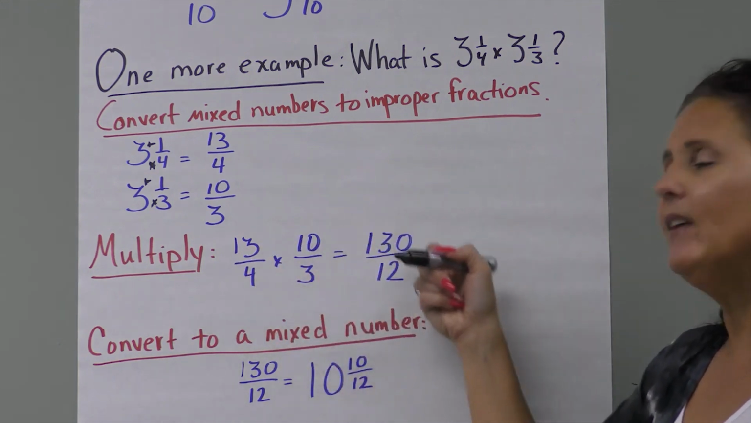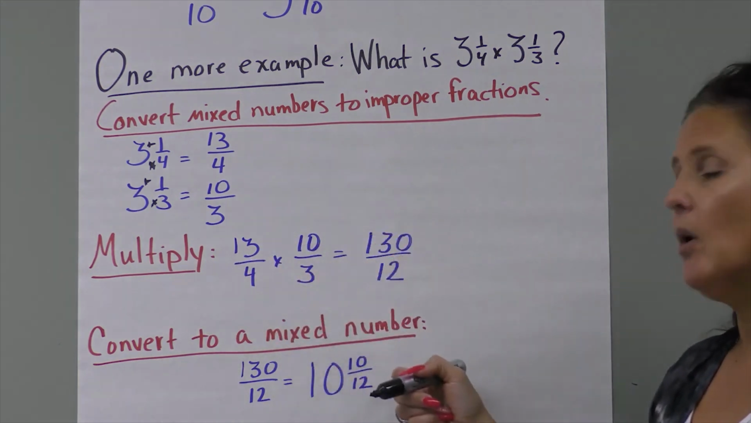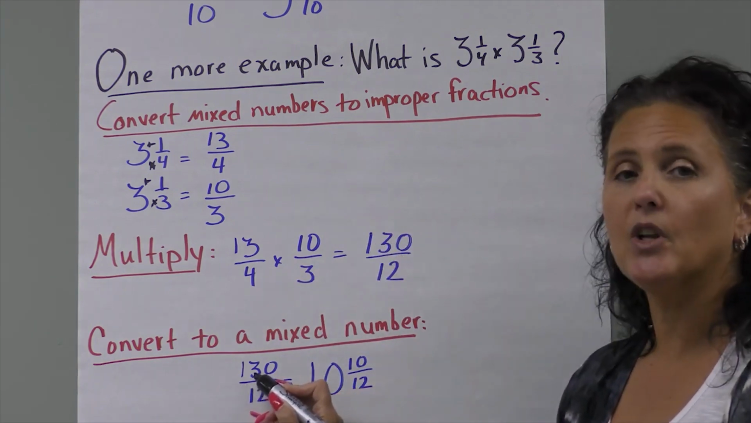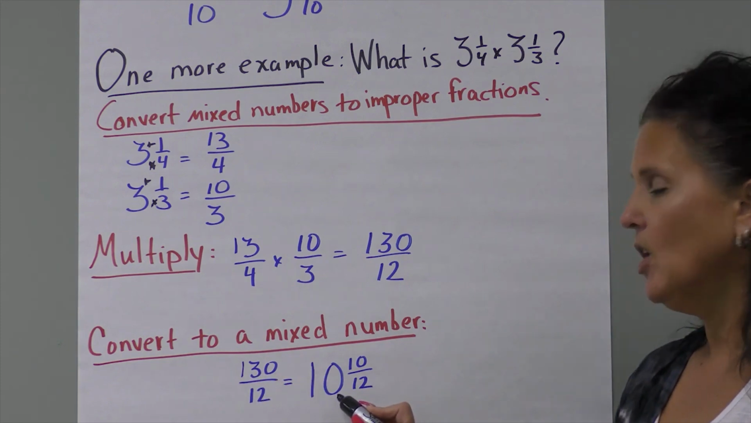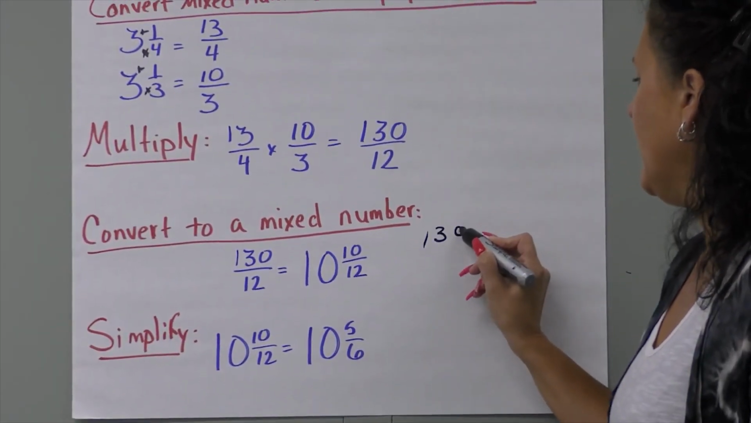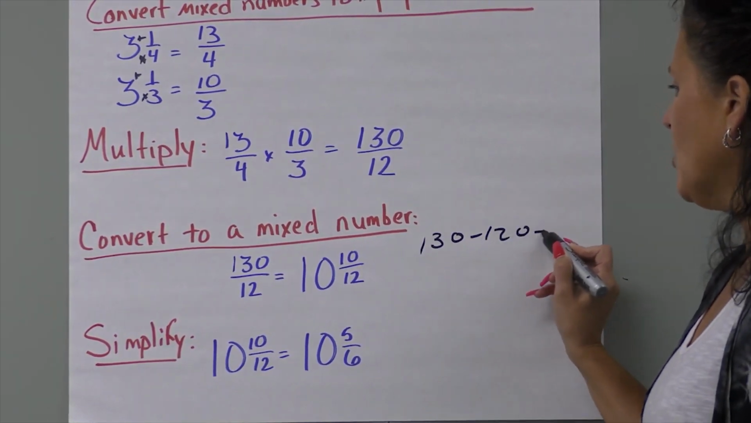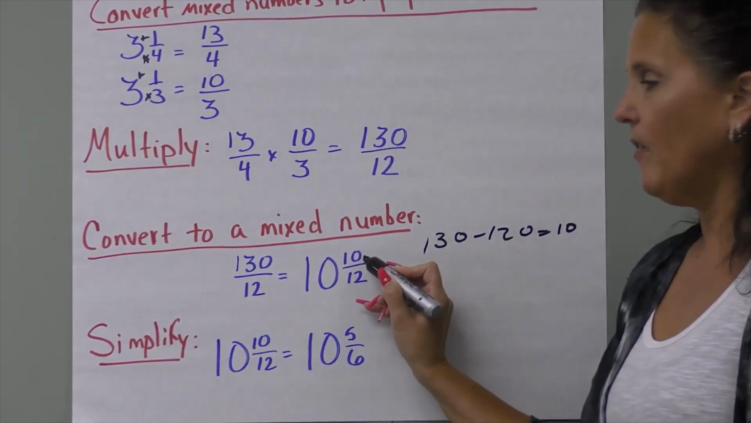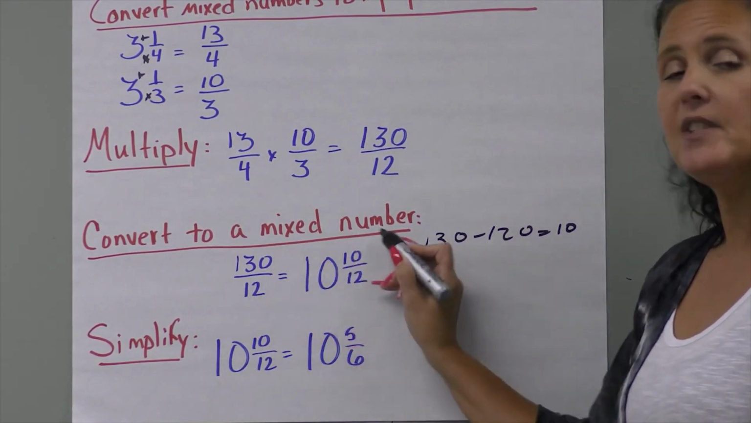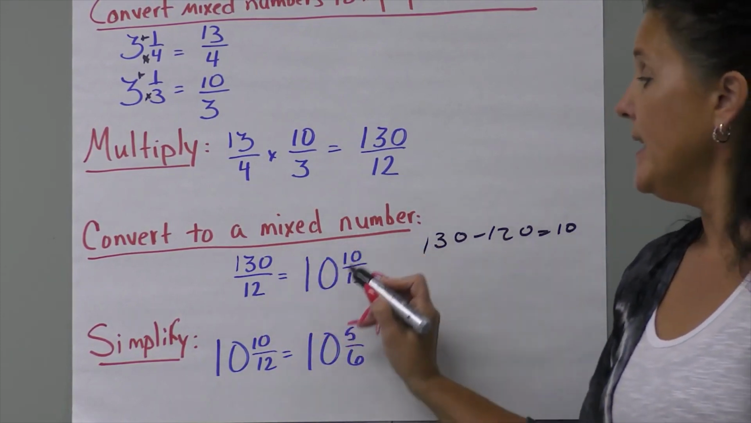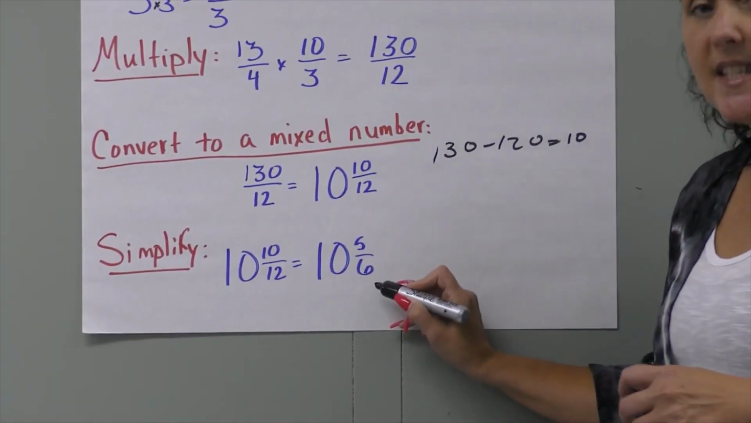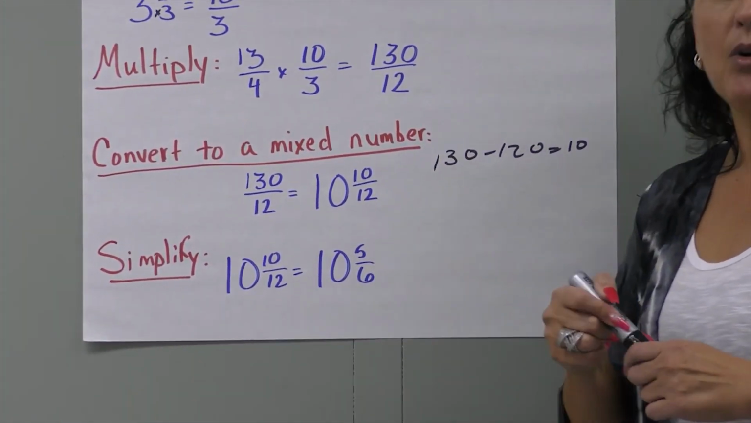But we don't want to leave it here. We want to convert it to a mixed number. So how many times does 12 go into 130? 10 times, which would equal 120. So if we take our 130 and minus 120, we get 10. So we put it up here, and then there, bring our 12 over. Can we reduce this? That would be our last step. Yes, we can reduce 10 and 10/12 to 10 and 5/6. That would be our final number.